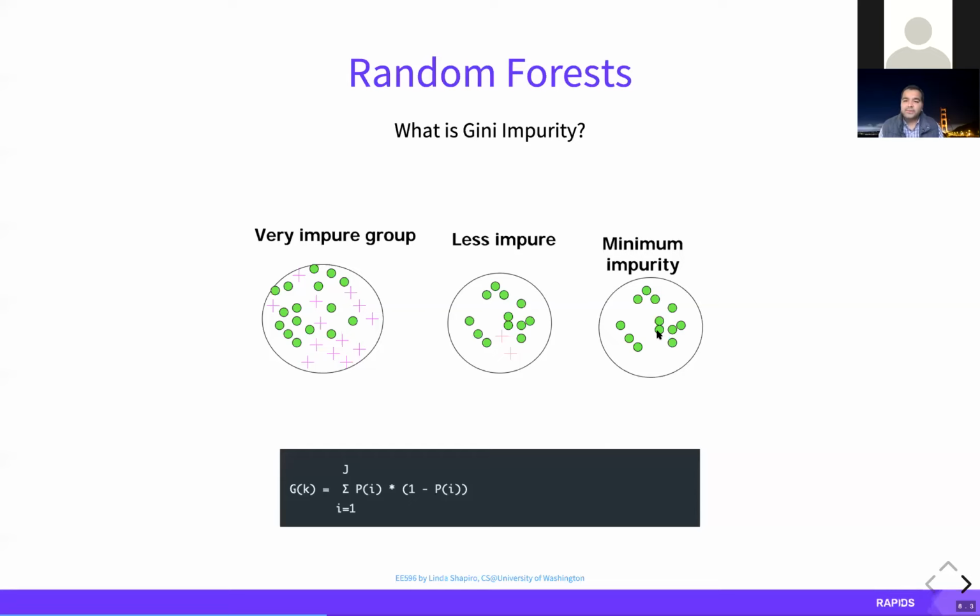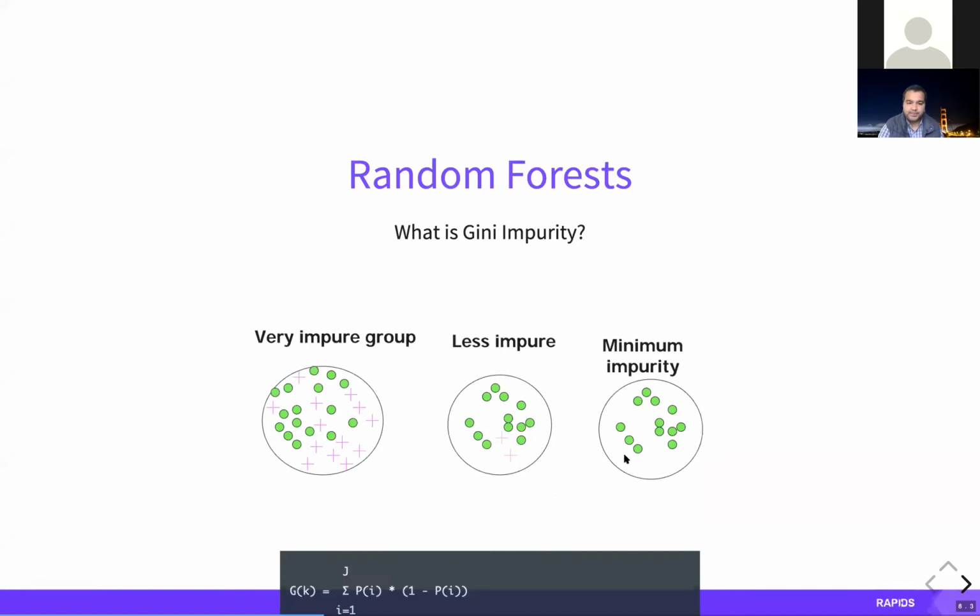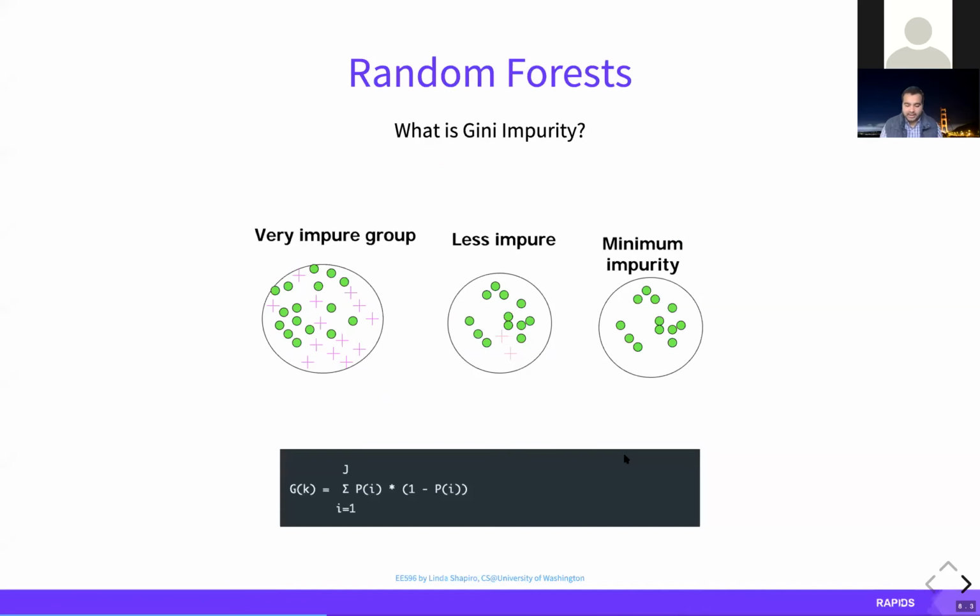We want to achieve what we call minimum impurity. And the way we measure that is called Gini impurity. It's a mathematical expression that you can calculate and figure out which feature do I choose such that the entire decision tree goes to more and more purity, right?